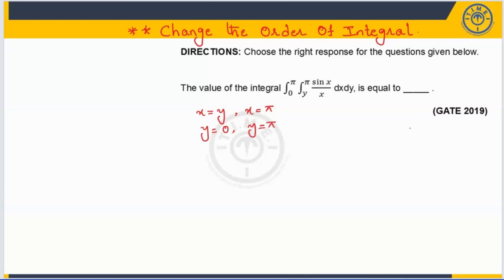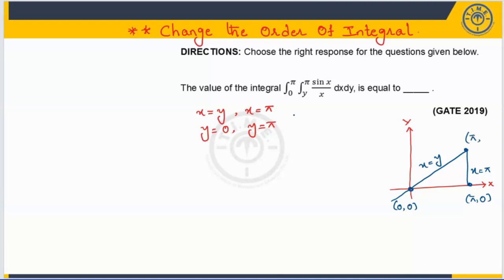Right. So now, if I plot the region, say this is x and here is y. So x is equal to y is a straight line passing through the origin. And x is equal to pi is a line parallel to the y-axis. So this is the line x equals pi, and this is the line x equals y. And the points of intersection are (0, 0), this point is (pi, 0), and this point is (pi, pi).